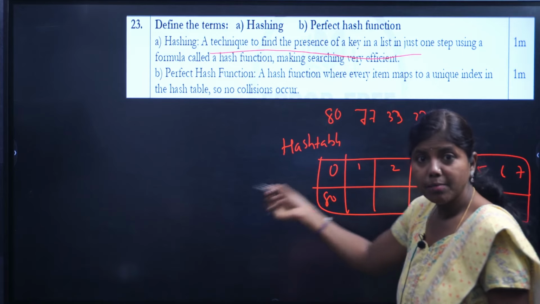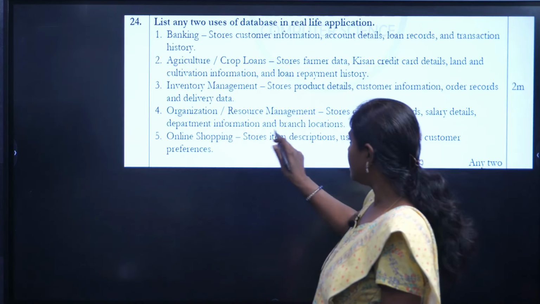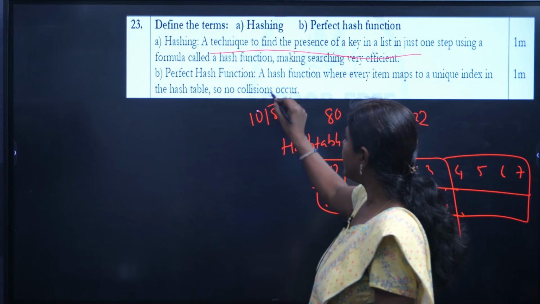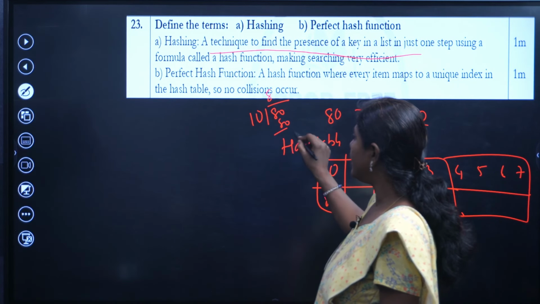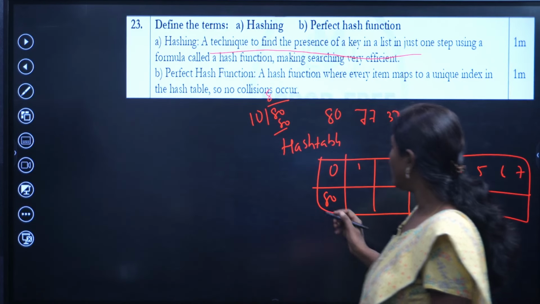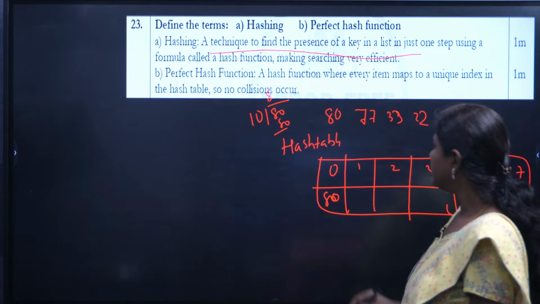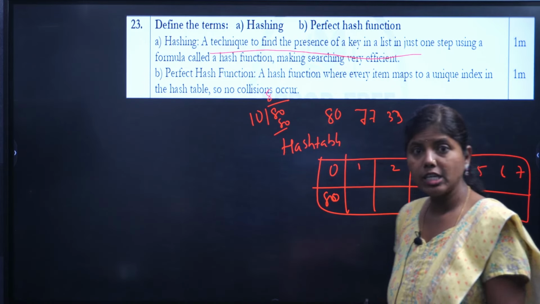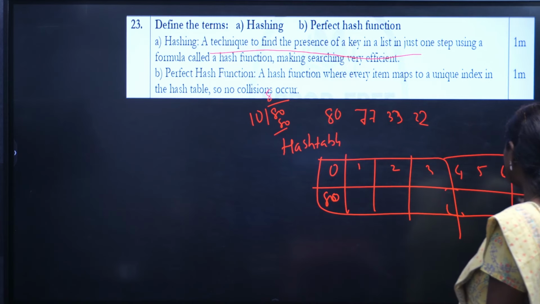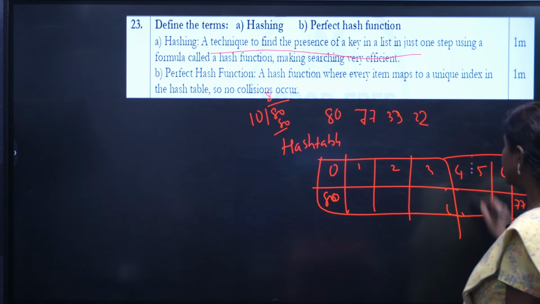That means take a number, divide by 10, and take the remainder. Take 80, divide by 10. 10 eights are 80. Remainder is 0. Okay, 80 I've stored here. Then 77 divided by 10, and take the remainder 7. I'm going to store 77 here in index 7. Similarly, I have 33.